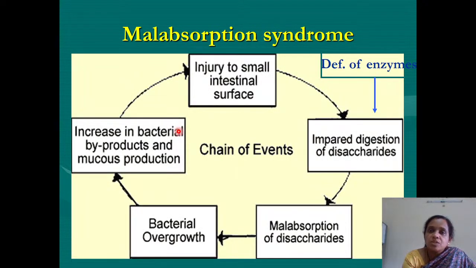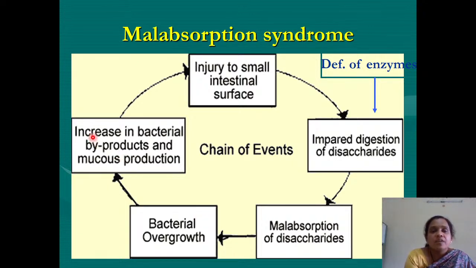Now, there is one more symptom called malabsorption syndrome, where there is deficiency of some of the enzymes that are required for digestion of disaccharides. So, what will happen? Impaired digestion of disaccharides, malabsorption of disaccharides, that will result in the growth of the bacteria inside the large intestine.